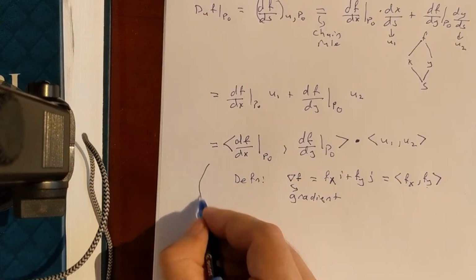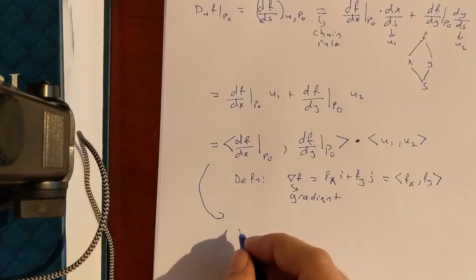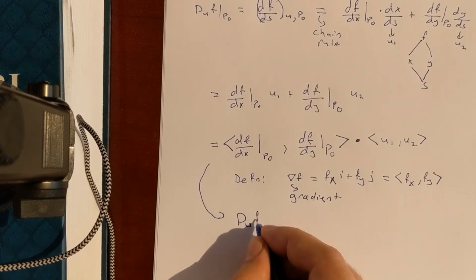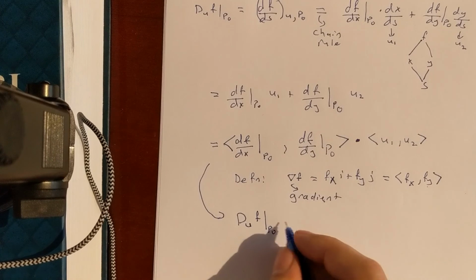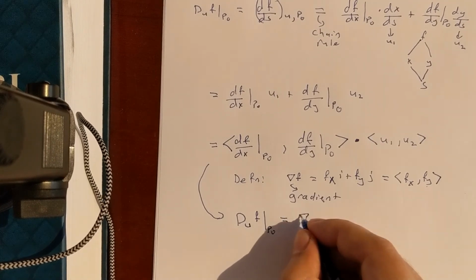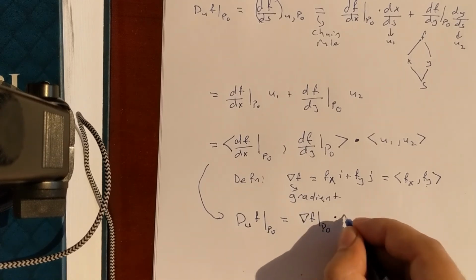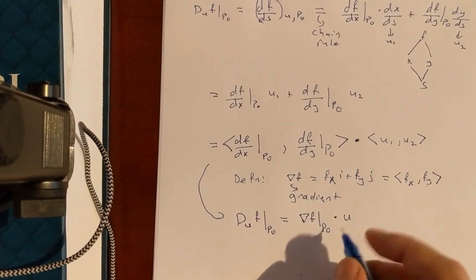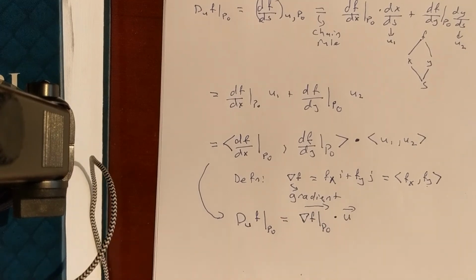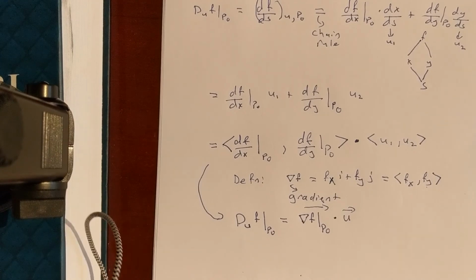Then from here I can write this very nicely. The directional derivative at u of f at the point p naught, I can calculate very easily. It is the gradient of f evaluated at p naught times the vector u. Both of these are vectors, so this is the dot product. I'm going to drop the arrows later on, but this is a nice little formula.